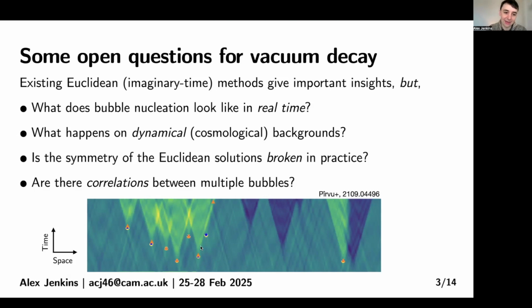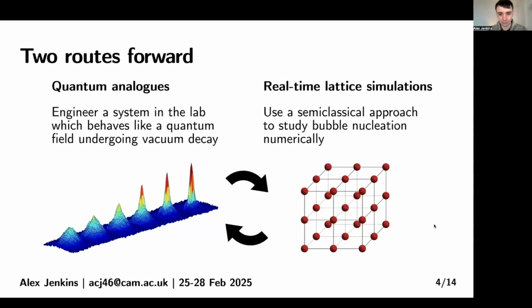So this is a really nice, tangible, qualitative effect, which was not captured in the existing Euclidean approach, but which shows us that there could be new insights into bubble nucleation, which could also leave really important imprints on the cosmological observables that I mentioned before.